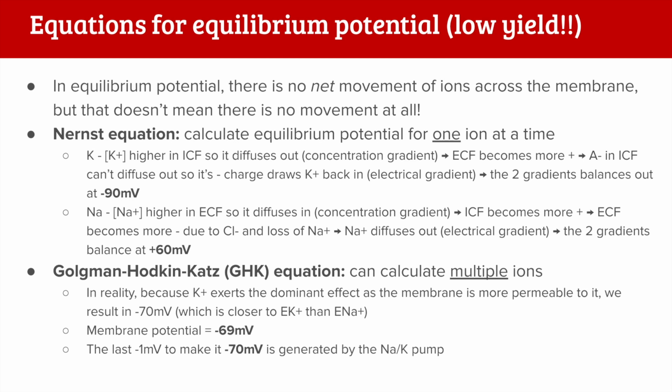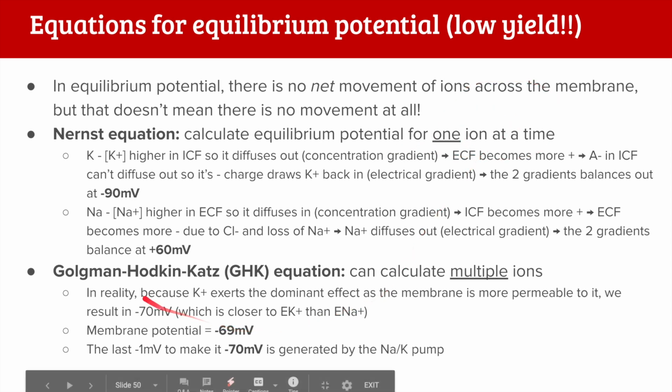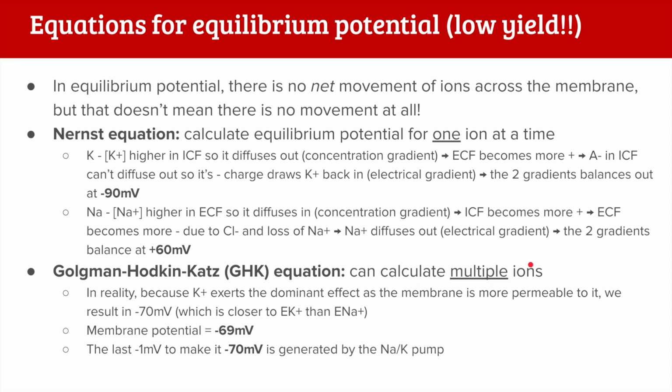And the first is, I don't even know how to pronounce that, the Nernst equation. All you have to know is that it calculates the equilibrium potential for just one ion at a time, while the other one, the GHK equation, can calculate multiple ions at once. So if we calculate the equilibrium potential for just potassium, it's negative 90, while for sodium it's positive 60.